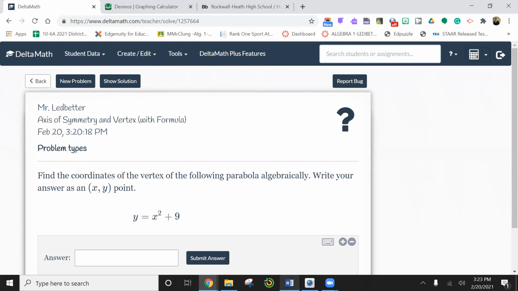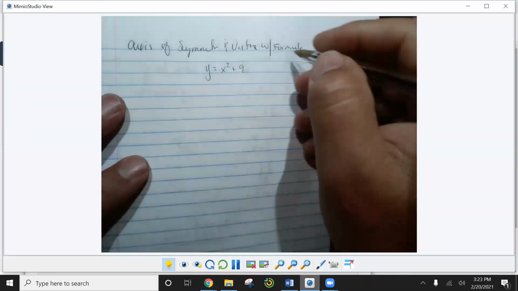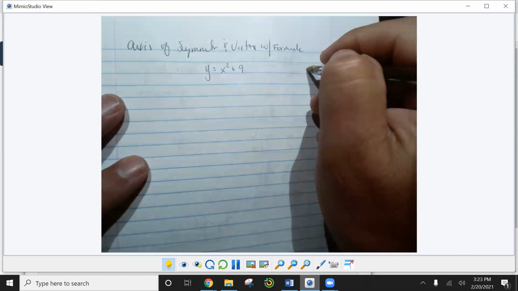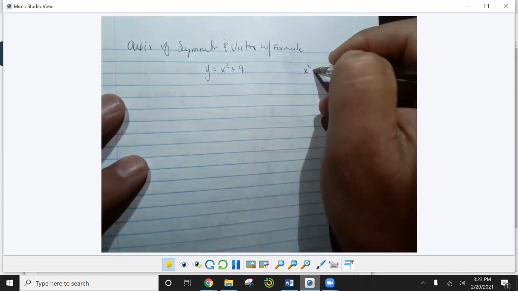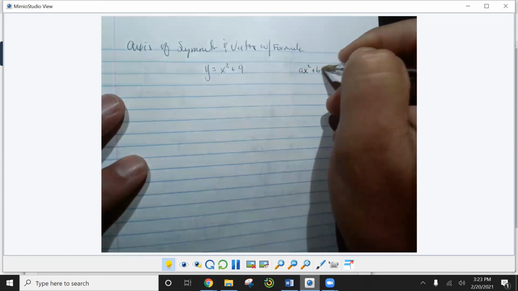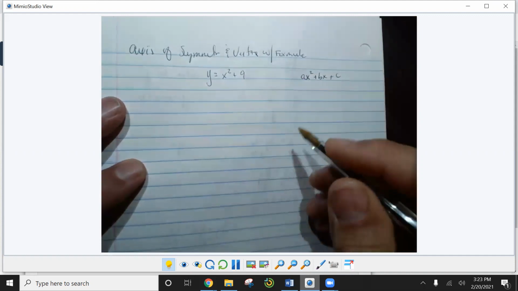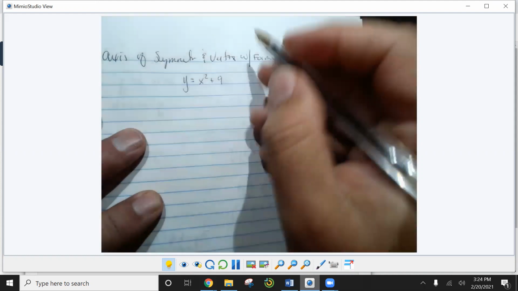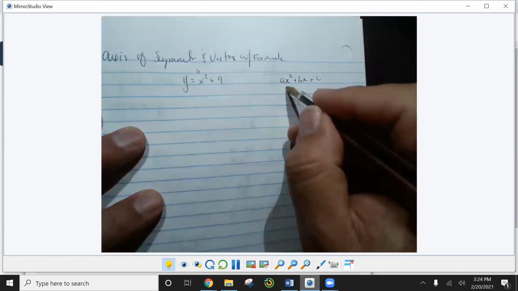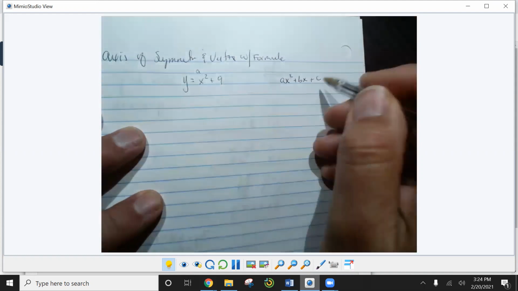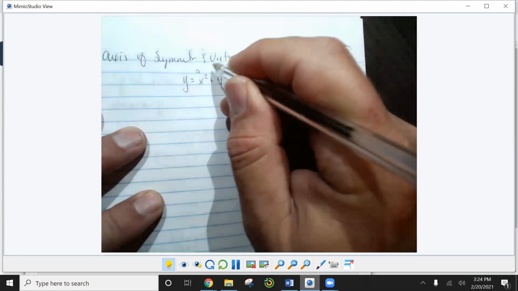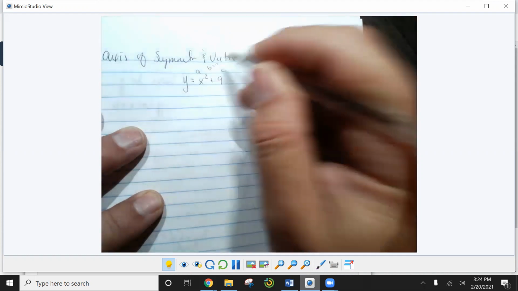All right. So I'm going to share my screen. All right. So here's our problem. Remember that the general form is ax squared plus bx plus c. All right. And so in this case, we have an a because there's our ax squared, and we have just a number, which is our c. So our b value is 0 here.